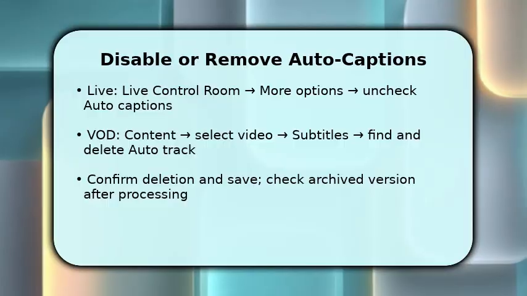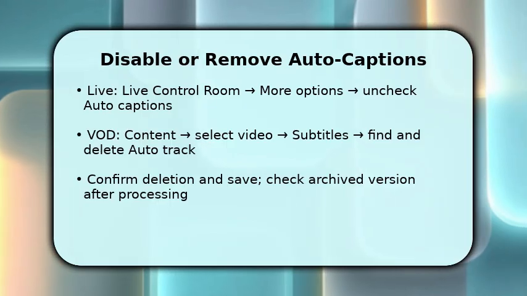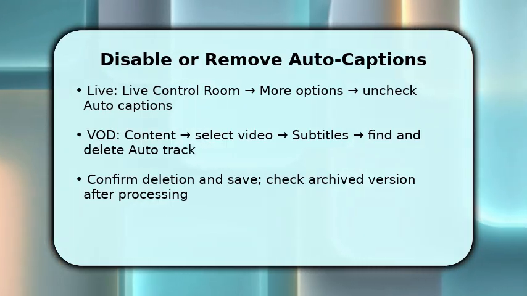For a live stream, open Live Control Room, choose Stream Settings or more options, then disable automatic captions and save. That stops captions for future viewers.